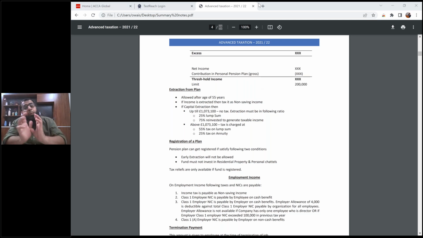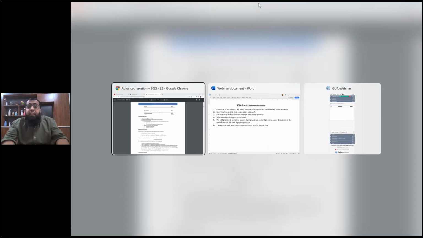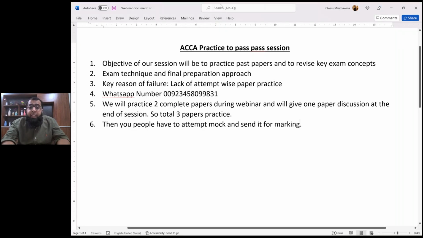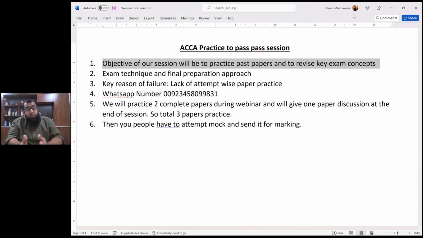And we will do the complete papers. The complete past paper practice will be done, and that will help you in revising the key concepts. Okay, so if we discuss the approach, the objective of our session will be to practice the past papers and to revise the key concepts.